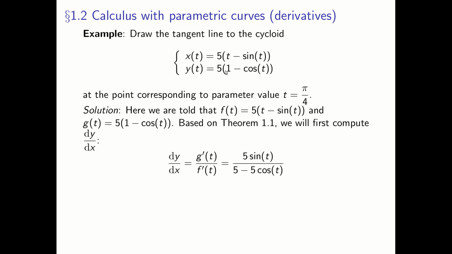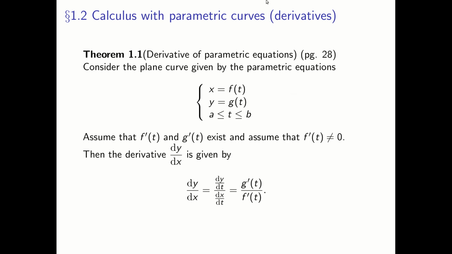So I call my 1 minus cosine t my g. So the derivative of this y is, well, distribute the 5. The derivative of 5 is 0 minus the derivative of 5 cosine. Well, derivative of cosine is minus sine, so I'll end up with positive 5 sine, and that's what I have here. And I do the same with the numerator. If I differentiate this 5 times t minus sine t, I will end up with 5 minus 5 cosine t. I have this 5 here because the derivative of t is 1. So based on the theorem, I divide the y function here by the x function there.